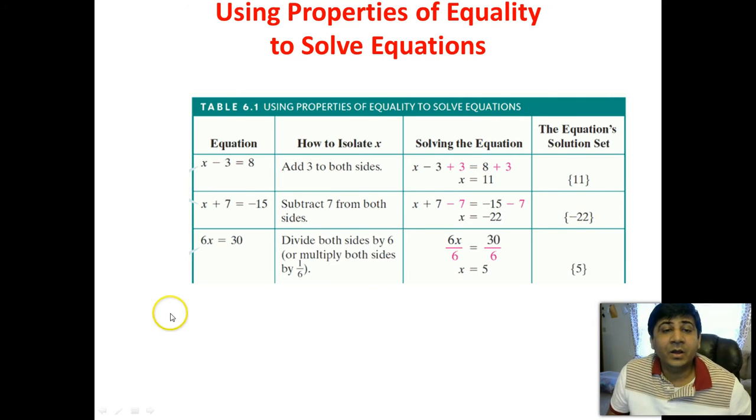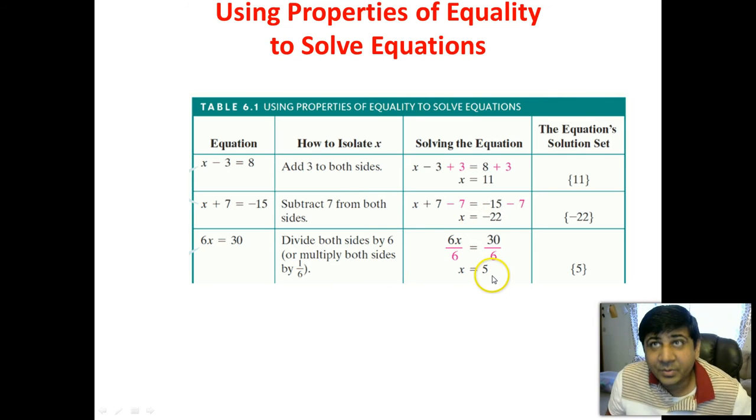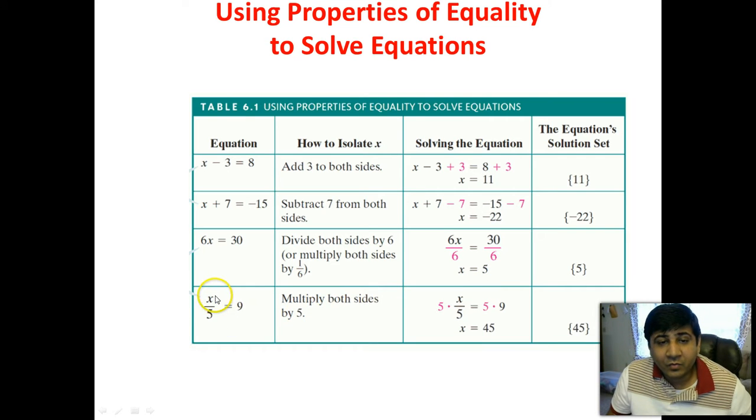Now let's look at the multiplication or division property. Now we have 6x equal to 30. If you want to solve for x, that means we want x all alone, just x, no coefficient, no power. So either you multiply both sides by 1 over 6 or divide by 6. Same thing, right? If you divide both sides by 6, it will give us x equals 5. So here we are using the multiplication property of equality. Same story here. If you want to solve for x, you will multiply both sides of the equation by 5. That will give us x equals 45.